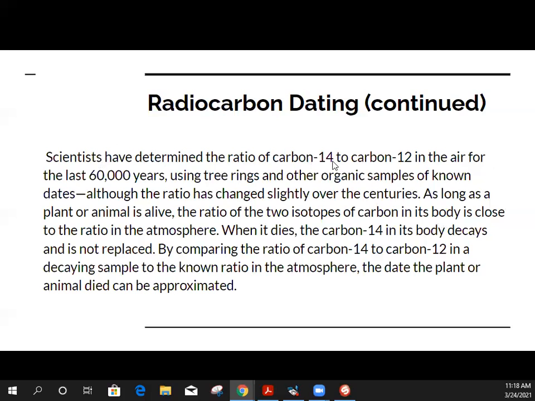They determined the ratio of carbon-14 to carbon-12 in the air for the last 60,000 years using tree rings and other samples of known dates, although the ratio has changed slightly over the centuries. So as long as a plant or animal is alive, the ratio of these isotopes is close to the ratio of that in the atmosphere. When it dies, it decays and it's not replaced. So you can use the half-life by comparing carbon-14 to carbon-12 in the decaying sample and knowing the ratio in the atmosphere and the date the plant or animal died, okay?